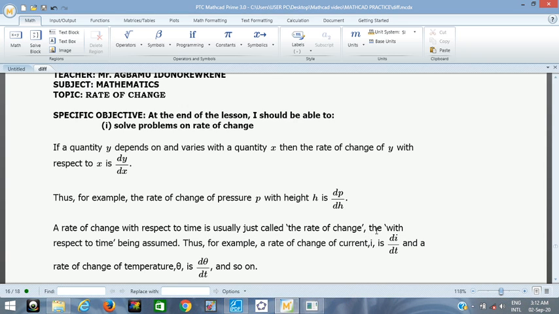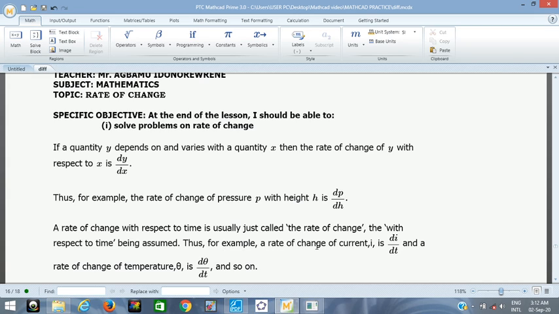Then we say d with respect to time is being assumed. For example, let's see this example. The rate of change of current I is di dt. Understand? In this particular one, they didn't tell us with respect to what I is changing. A rate of change of current, they didn't tell us what it is changing with. Since they didn't tell us, just know that it's changing with time. So how is current changing with respect to time? That is what this statement is talking about.